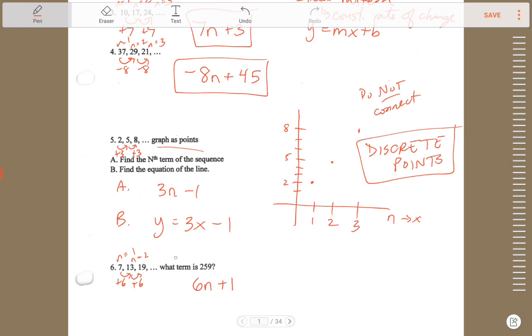Now remember that we need to have that value actually be 259. So 6n plus 1 equals 259. Subtract 1, you get 258, divided by 6, and n is 43. So that means 259 is basically the 43rd term. All right, let's go on to the next page.